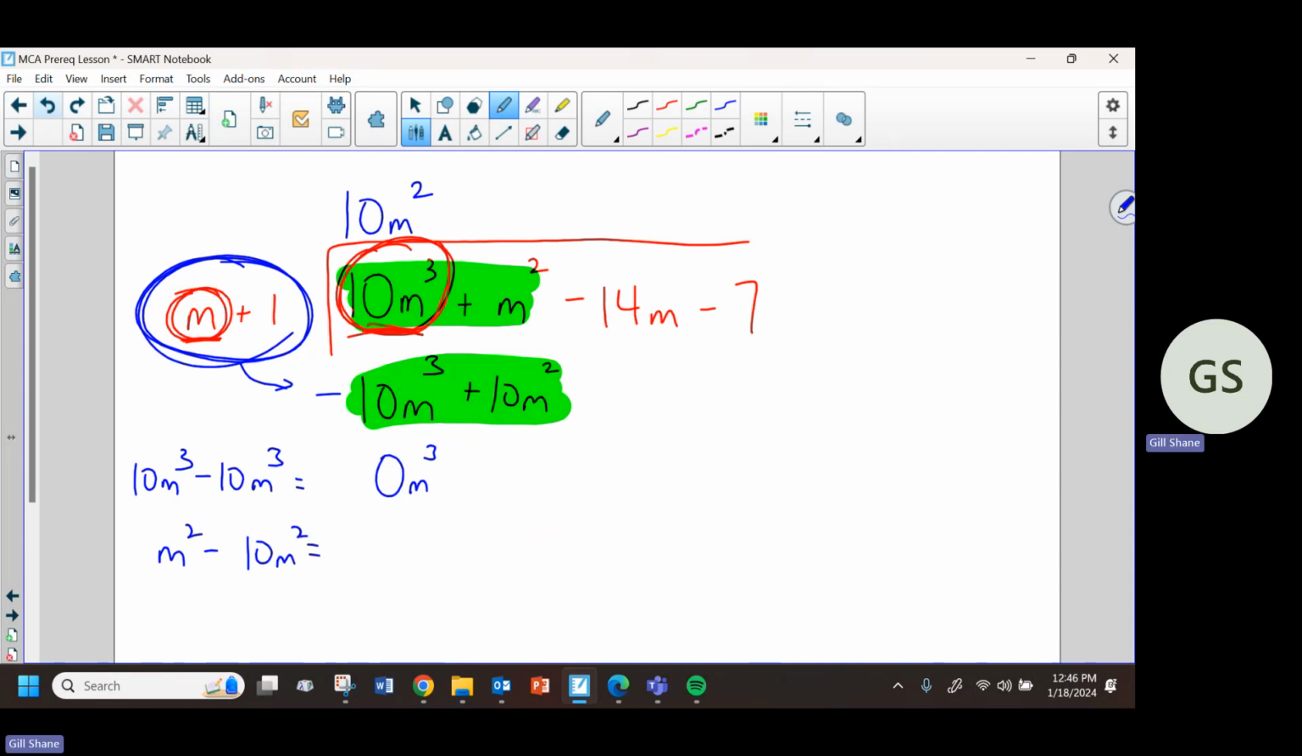What'd you get there? Hannah, what'd you get? Put it right there. What do we get for the m squareds? So again, we're saying m squared subtract 10m squared. Well, that's just combining like terms. So actually, I'm going to write it over here. So that's negative 9m squared.